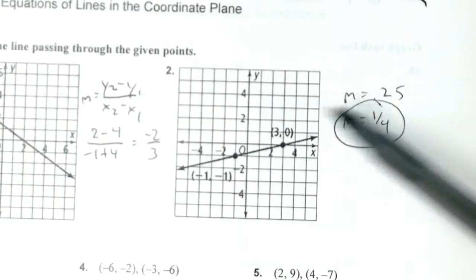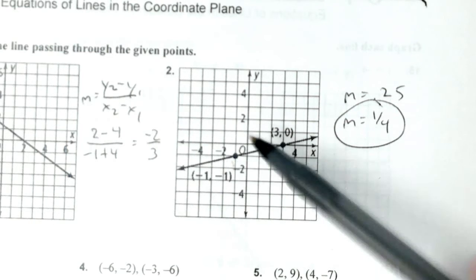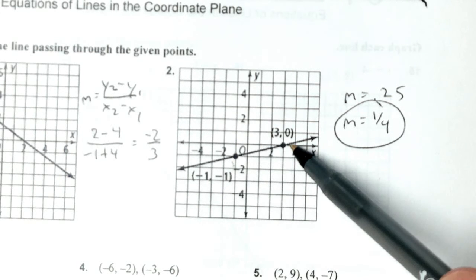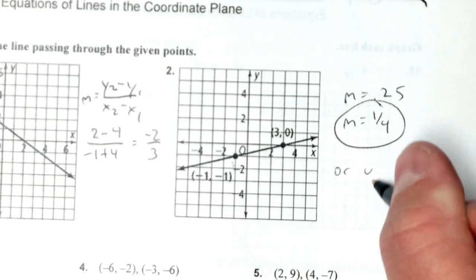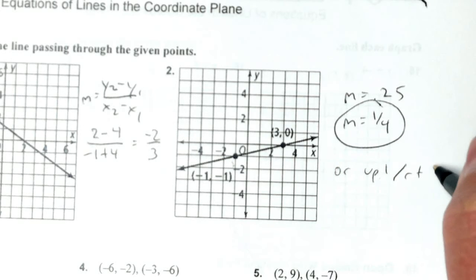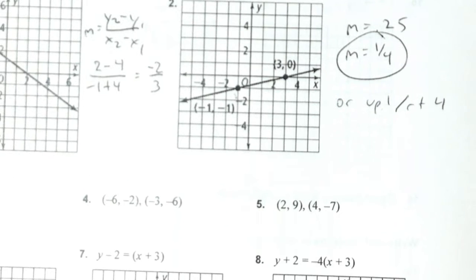And again, if you really wanted to, you could have just figured out up 1 and then right 4. So there's so many different ways you can do this. You know. Any questions?